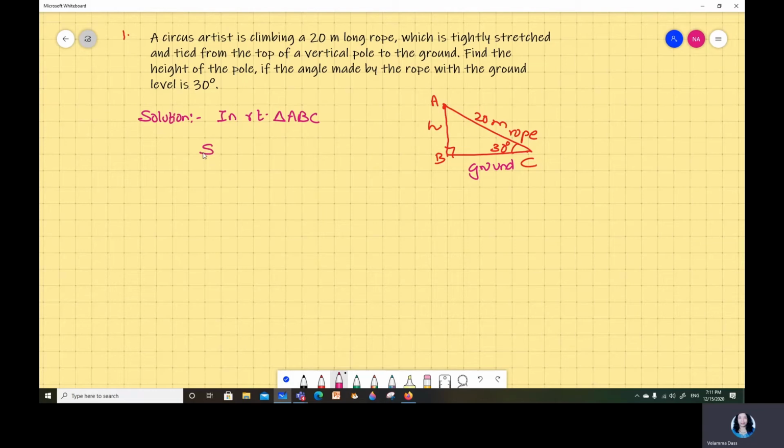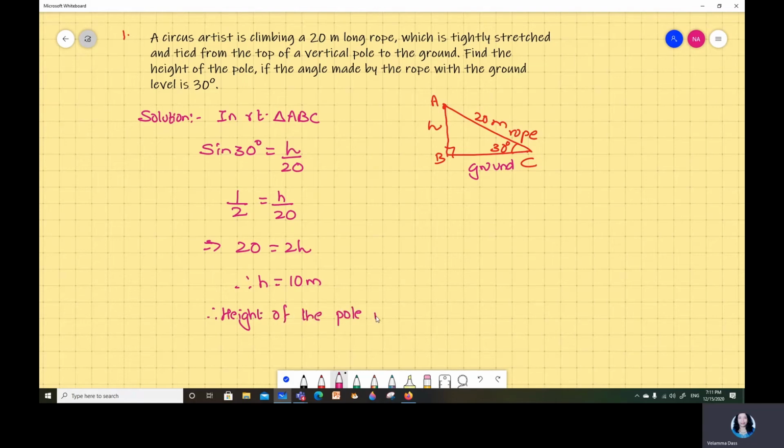So we have to use which relation? Sine 30 degrees equals h upon 20. Sine 30 is nothing but half, equals h upon 20. This implies we'll get 20 equals 2h. Therefore, h equals 10 meters. So here we got that the height of the pole is 10 meters. So we got the answer. Height of the pole is 10 meters.